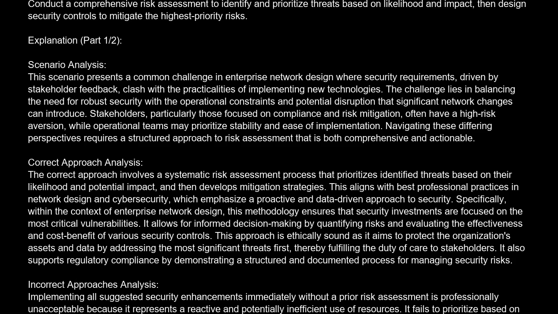The correct answer is B. Conduct a comprehensive risk assessment to identify and prioritize threats based on likelihood and impact, then design security controls to mitigate the highest priority risks.